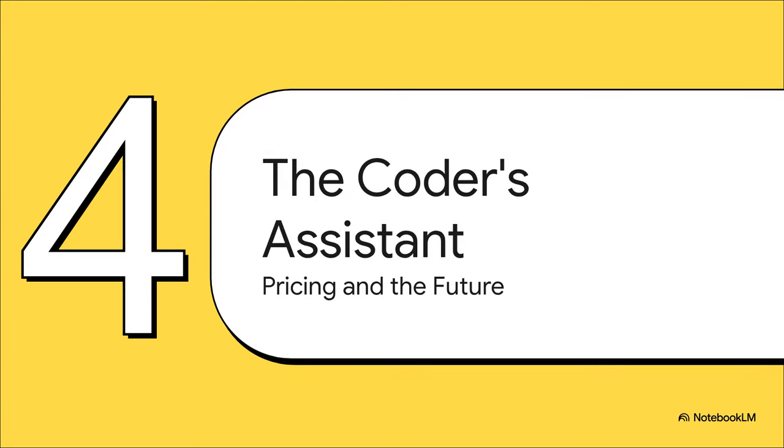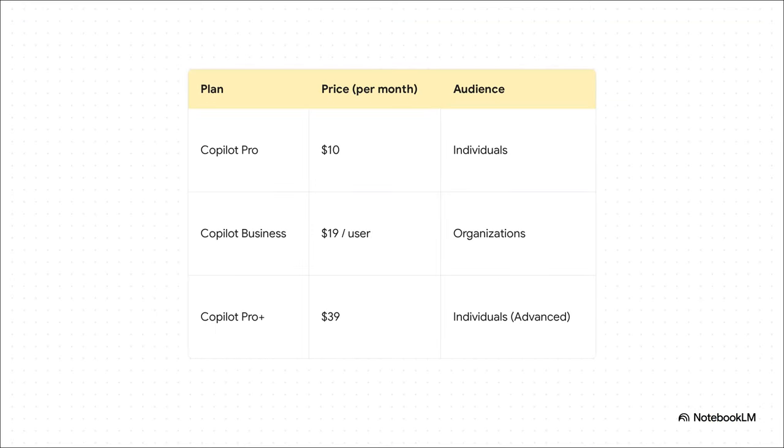All right, finally, let's talk about accessibility and the bigger picture here. How do you actually get your hands on this thing, and what does it all mean for the future? So, let's talk money. How much does it cost? The pricing is broken down into these really straightforward tiers. They're designed for individuals, for businesses, and for more advanced users, which makes sure it's accessible whether you're a solo dev or part of a huge team.